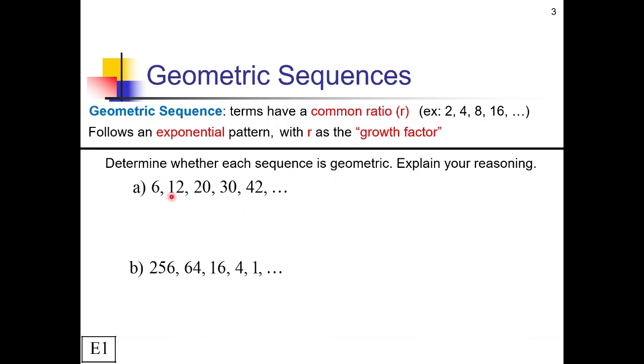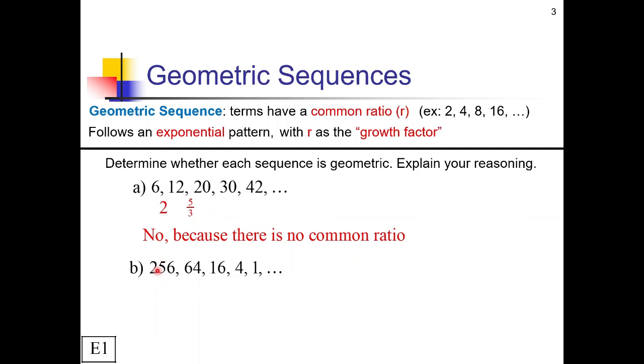So we've got 12 over 6, which reduces to 2. 20 over 12, that reduces to, let's see, 10 over 6 or 5 over 3. And we could keep going, but since this ratio is already different, that means that this is not a geometric sequence because there's no common ratio. Let's try this next one.